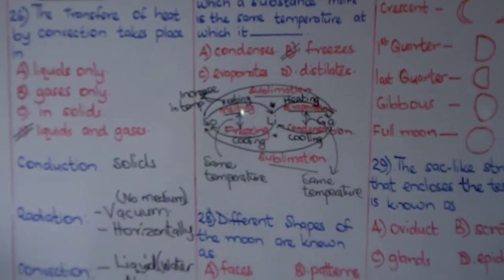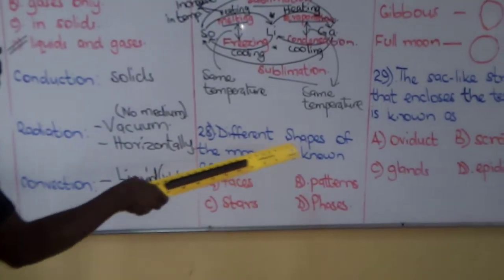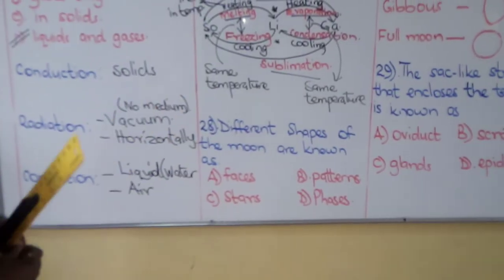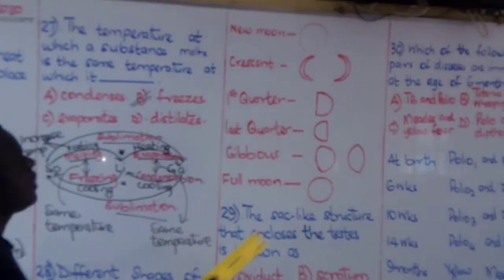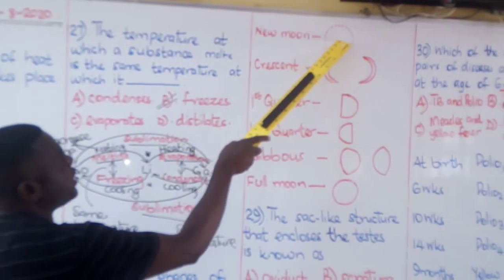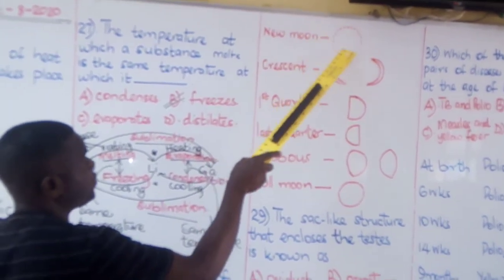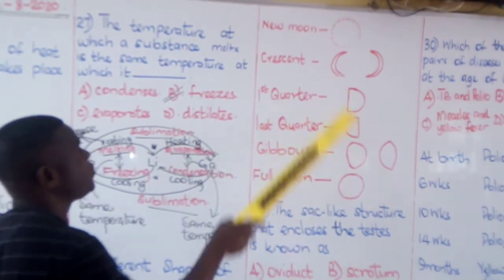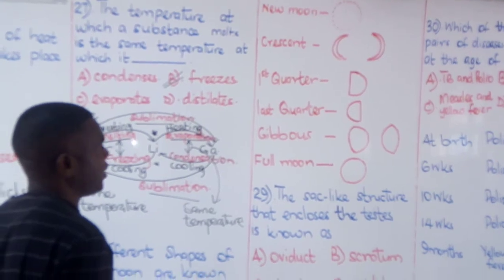Now, question number 28. Different shapes of the moon are known as dash. Different shapes of the moon. Let's come to this next page. This is the shape of the moon when it's a new moon. You cannot see it, it's not visible. And so we draw the dots to indicate new moon.